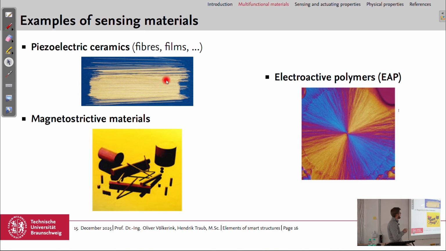We also go into detail, or show briefly, how they could be manufactured, and how you come from a piezoceramic material to the piezocomposite to the piezocomposite actuator or transducer. So this will be a separate lecture. Then we have magnetostrictive materials, which couple magnetic fields with stresses or deformations. Here we will not go into detail, and we have electroactive polymers, which we also will have a lecture on.